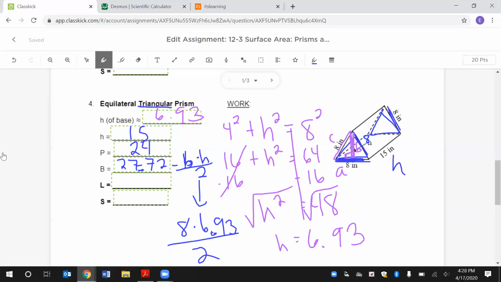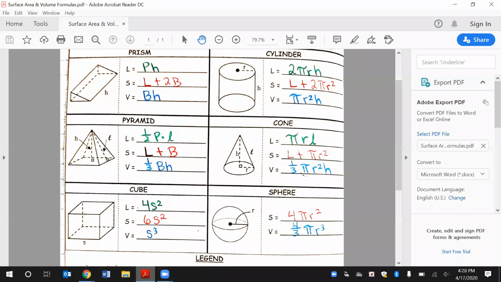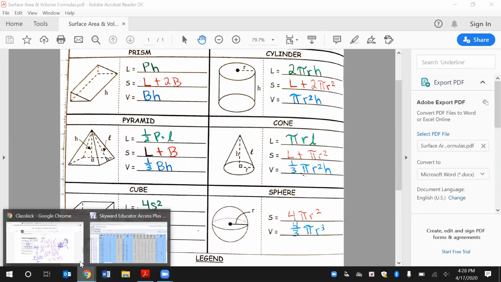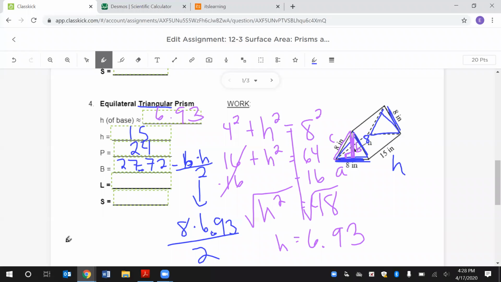Okay, and then for L, that's lateral surface area, you just go back to your formula sheet for a prism. Right here, it's P times H for a prism. So right here on my Classkick, P times H, so 24 times 15. That's the height of the prism, so make sure you're using this one right here. 24 times 15. When you multiply those, it gives you 360.